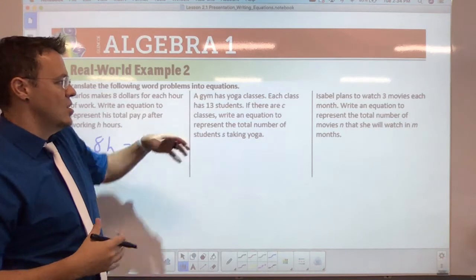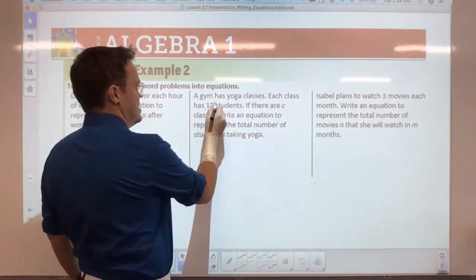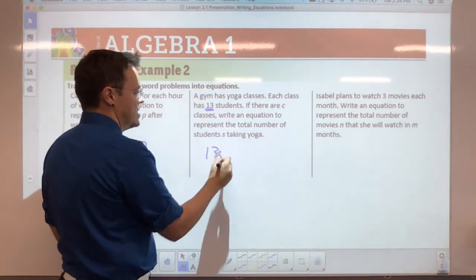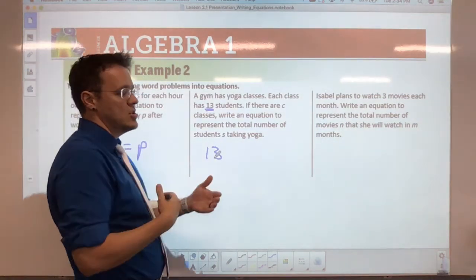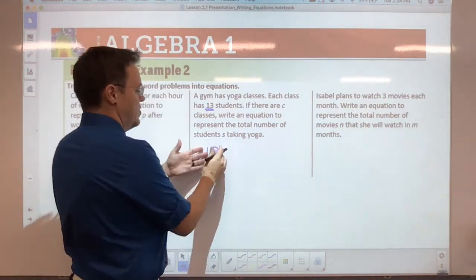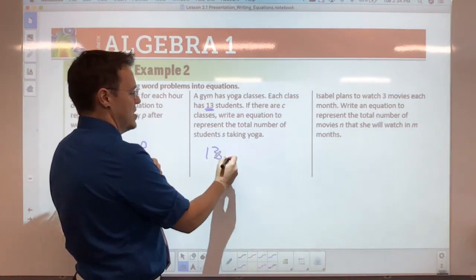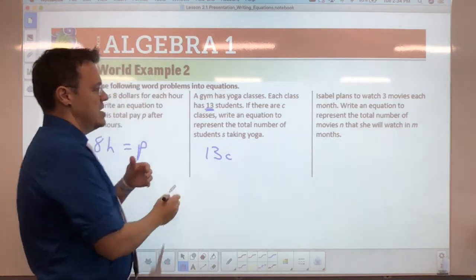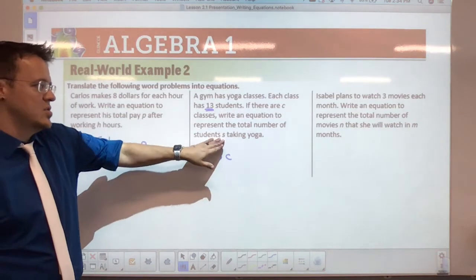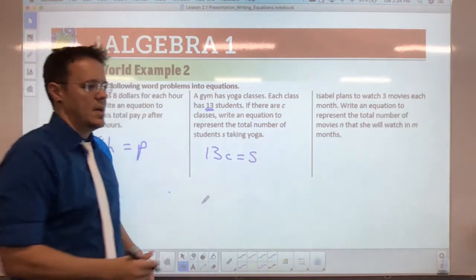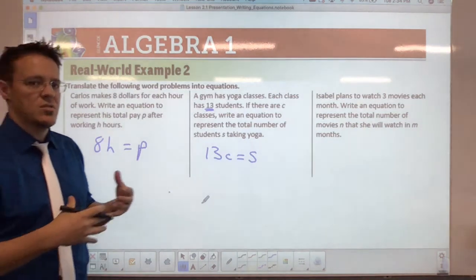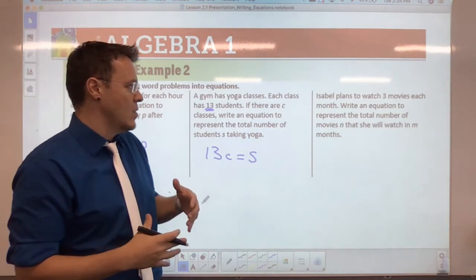All right, a gym has yoga classes. Each one has 13 students, so we know we got 13 students. And there are C number of classes, so how you would write this out would be 13 times the number of classes. Then write an equation to represent the total number of students taking the yoga class. Simple setups, just understand this is the very beginning of how we're writing these out.